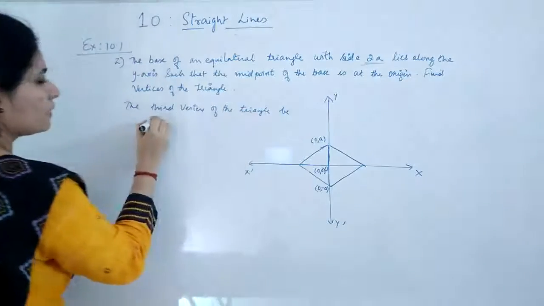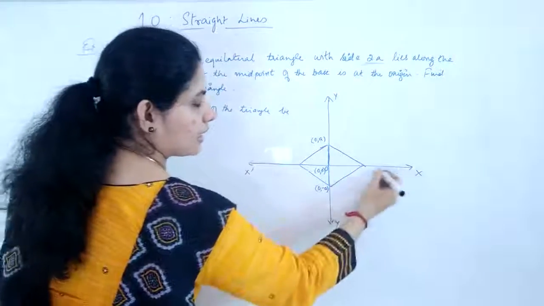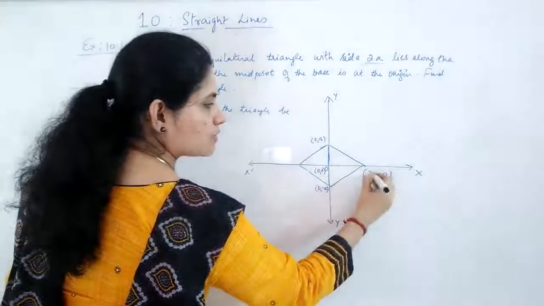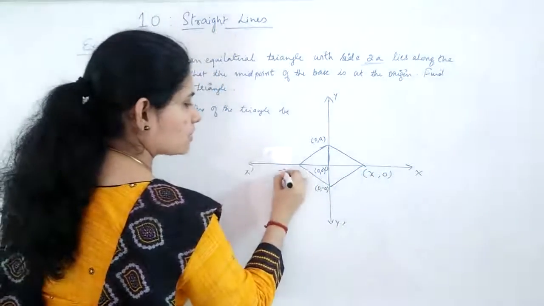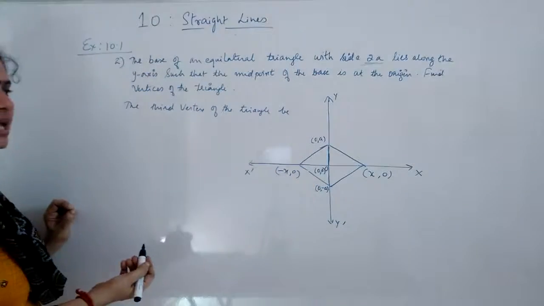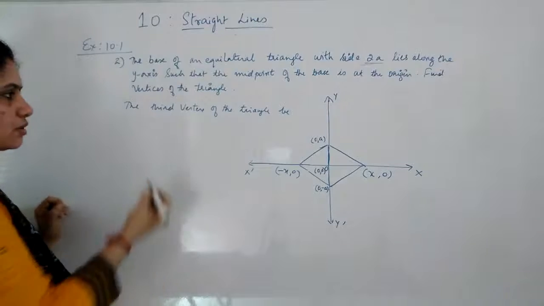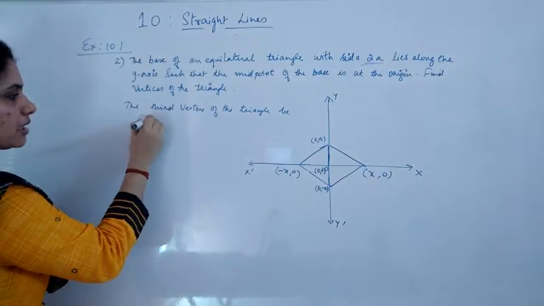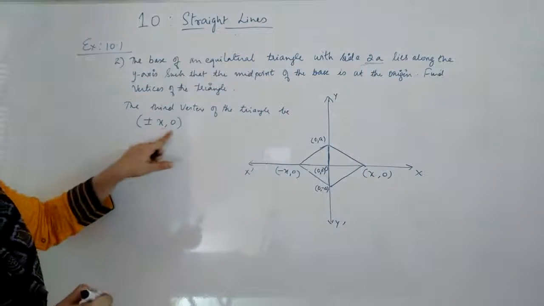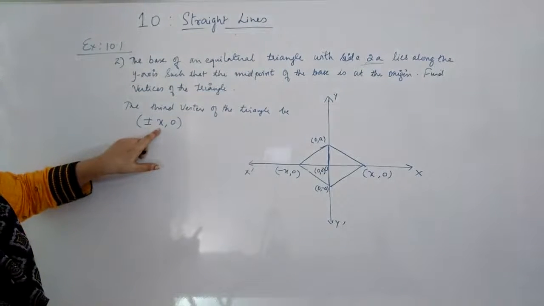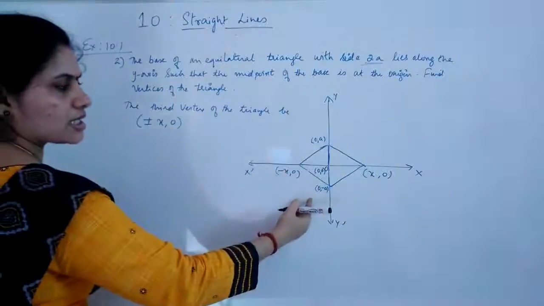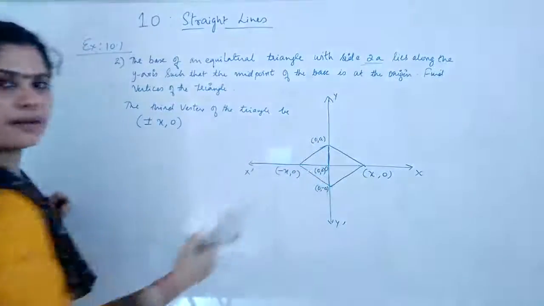Since the vertex is lying on the x-axis, the second coordinate will be 0. If I am taking this part, it will be positive. If I am taking this part, it will be negative of the same value. So either it can be (x, 0) or it can be (-x, 0). So the third vertex in general I am taking as (±x, 0). My purpose is to find out the value of this x. The two other vertices are (0, a) and (0, -a).